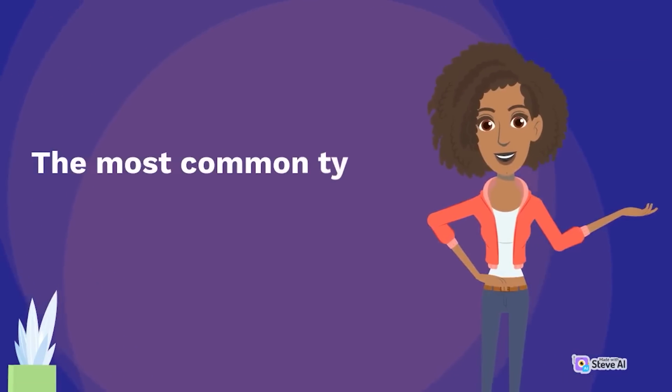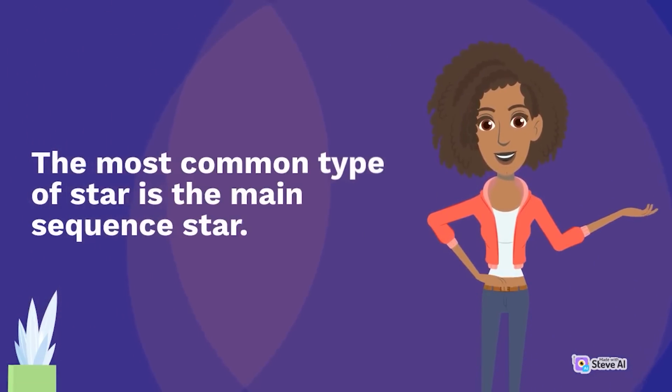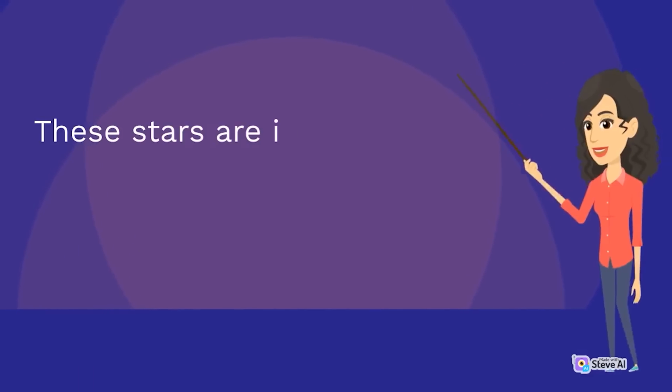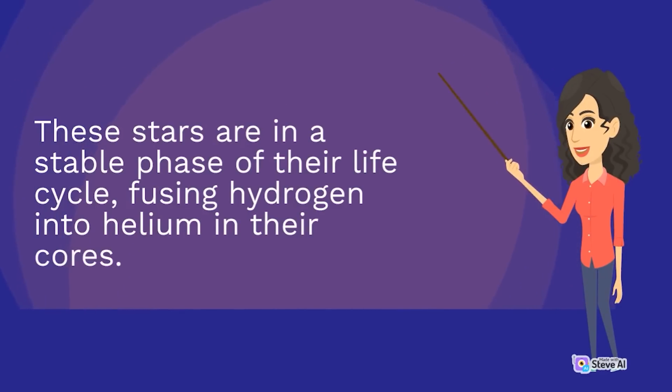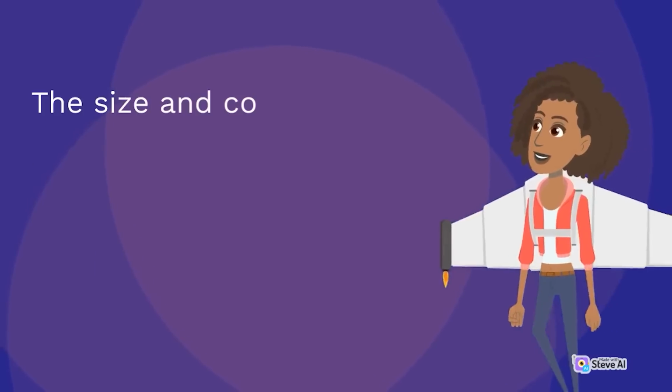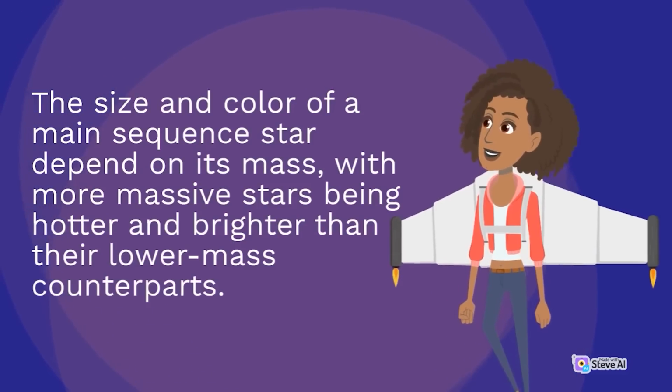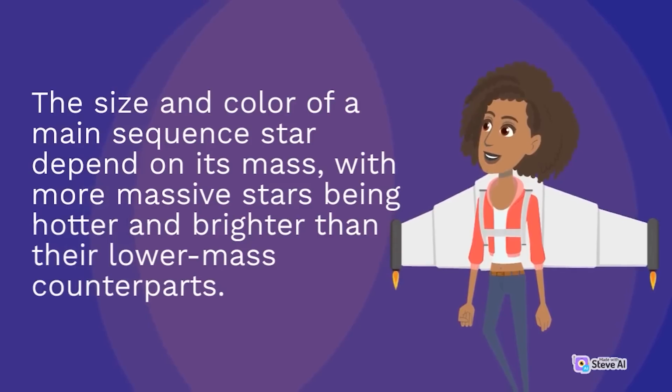The most common type of star is the main sequence star. These stars are in a stable phase of their life cycle, fusing hydrogen into helium in their cores. The size and color of a main sequence star depend on its mass, with more massive stars being hotter and brighter than their lower mass counterparts.